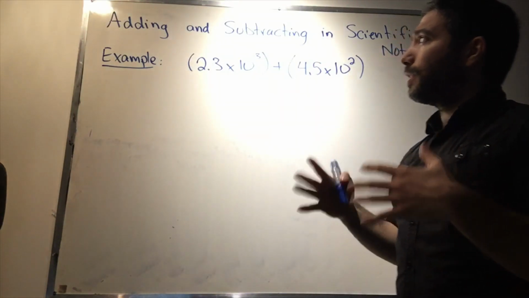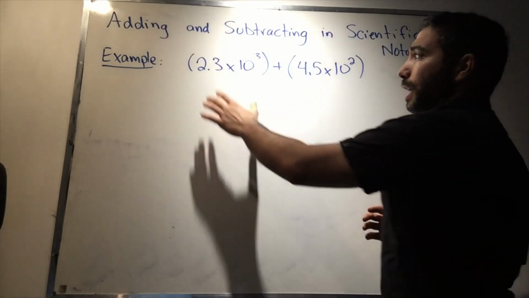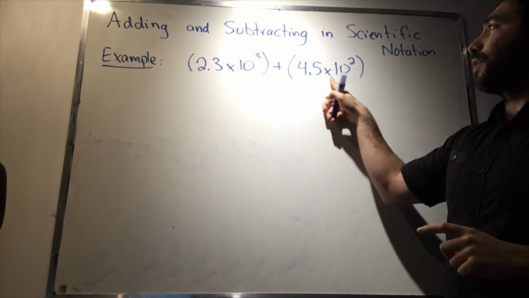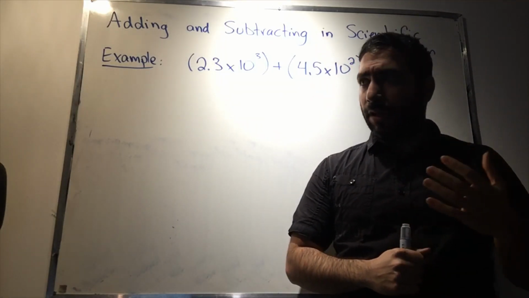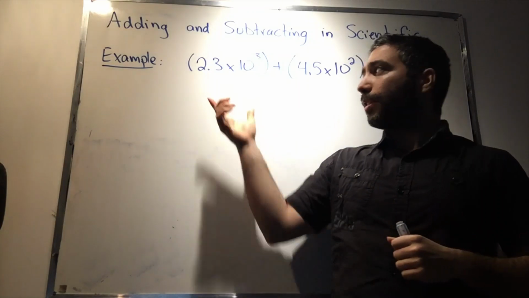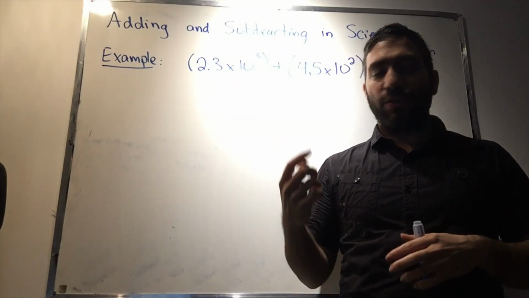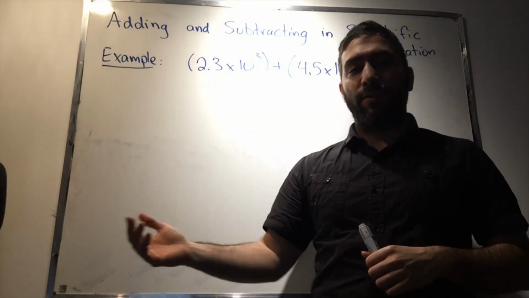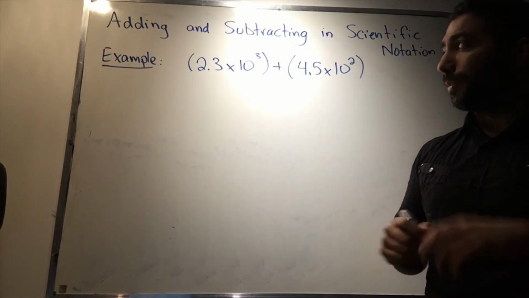But how do we add and subtract? Let's start off with addition, subtraction. We're given this example here, 2.3 times 10 to the 3 plus 4.5 times 10 to the 2. How do we add or subtract these? The idea is to convert. We convert this, which is in scientific notation, to a number, do the addition or the subtraction depending on the problem, and then convert your answer back into scientific notation. Okay, so that's the game plan. Let's go ahead and do this together.